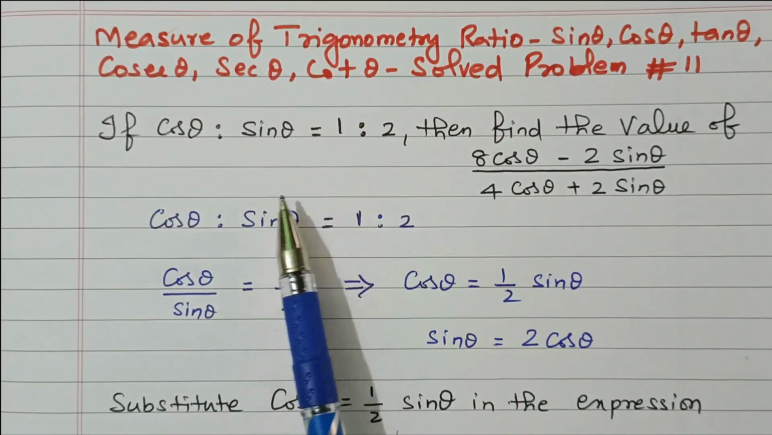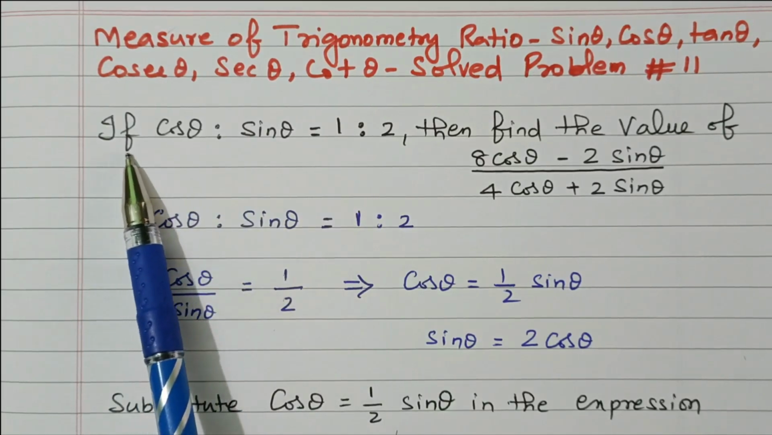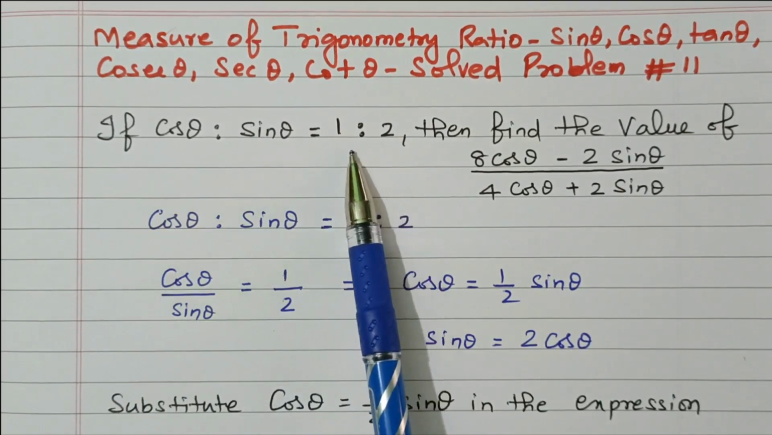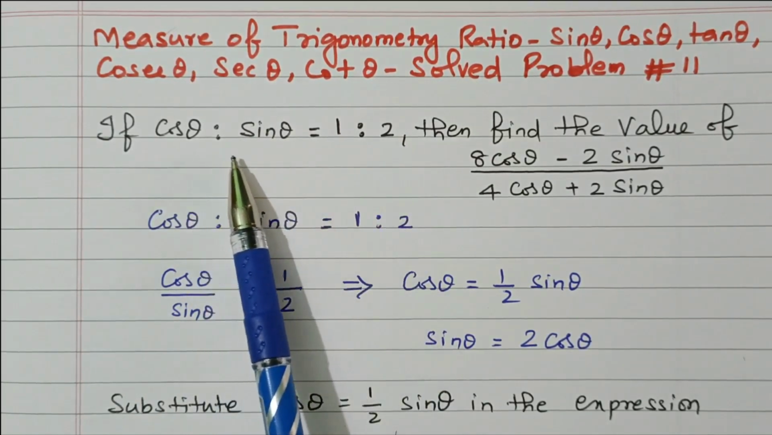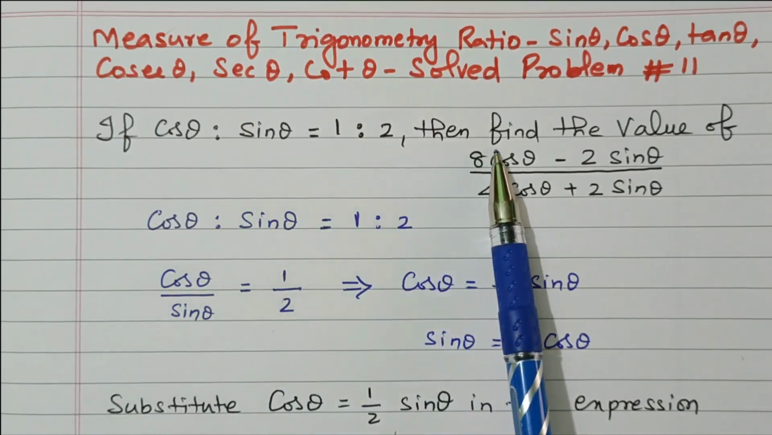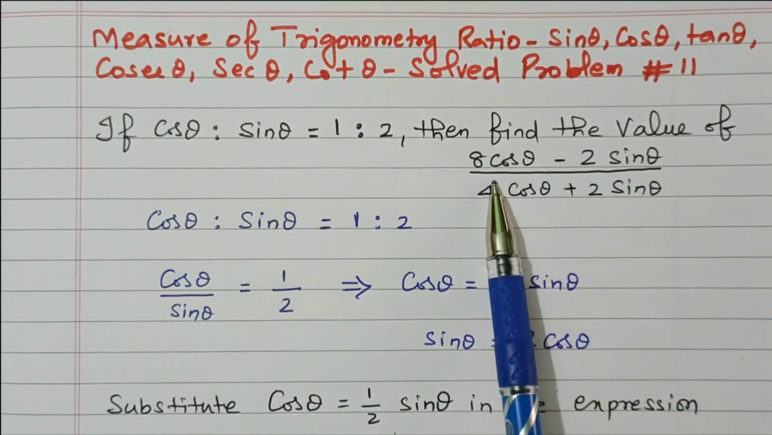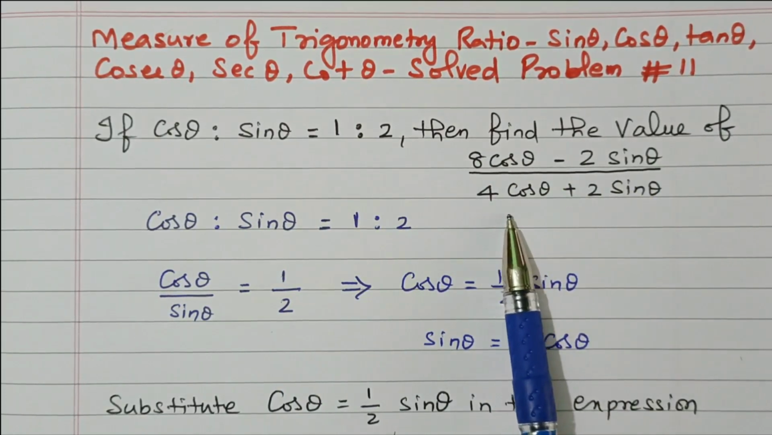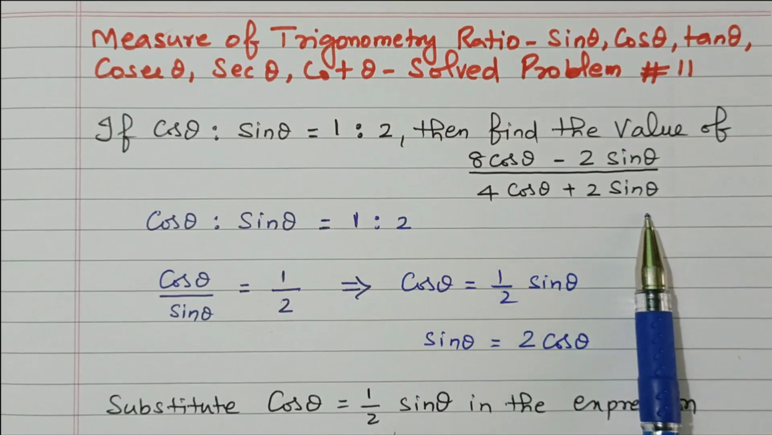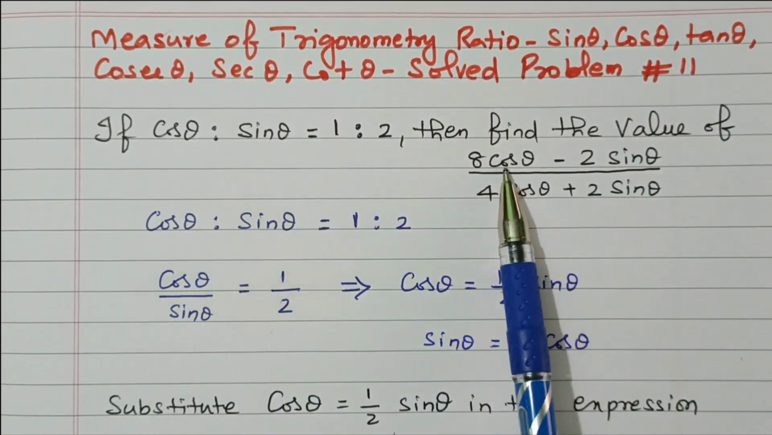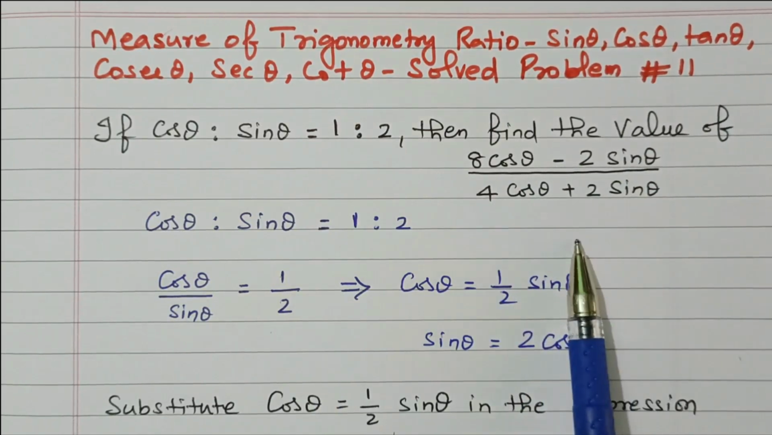Now we will go to the problem. The given statement is: if cos theta is to sin theta equal to 1:2. The ratio is given, cos theta is to sin theta ratio is 1:2. Then find the value of (8 cos theta minus 2 sin theta) divided by (4 cos theta plus 2 sin theta). So by using the ratio, we need to find the value of this expression.